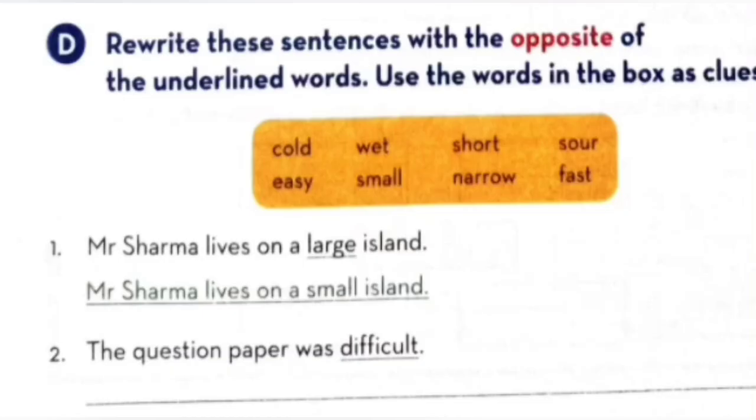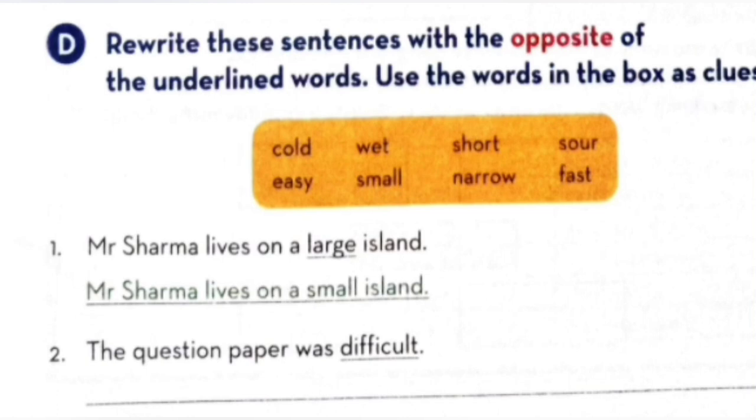So rewrite the sentences with the opposite of the underlined words. Use the words in the box as clues. So find out the answer from the box. Words given inside the box are cold, wet, short, easy, small, narrow, fast. So you have to write once again this sentence. Okay, rewrite this sentence with the correct answer.